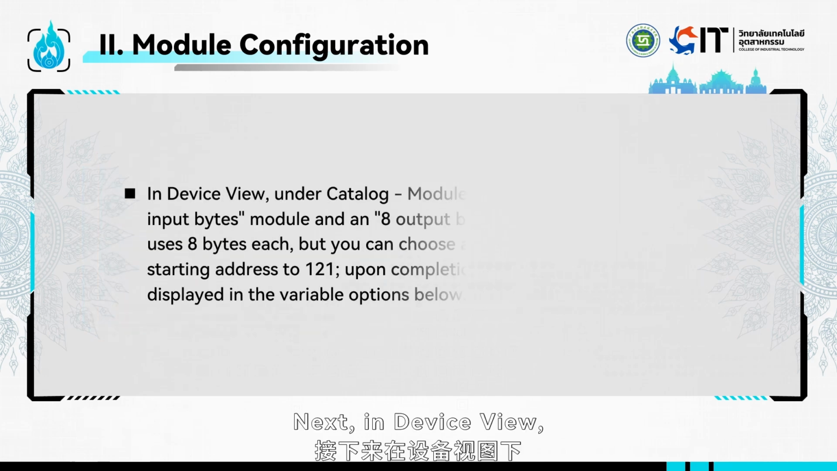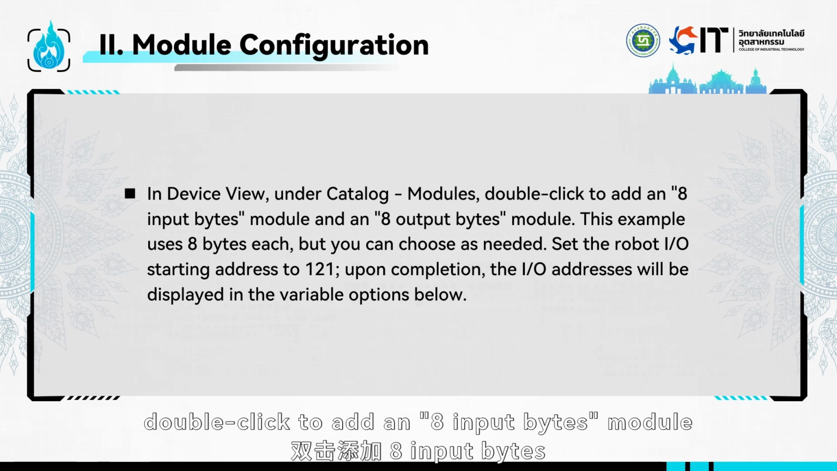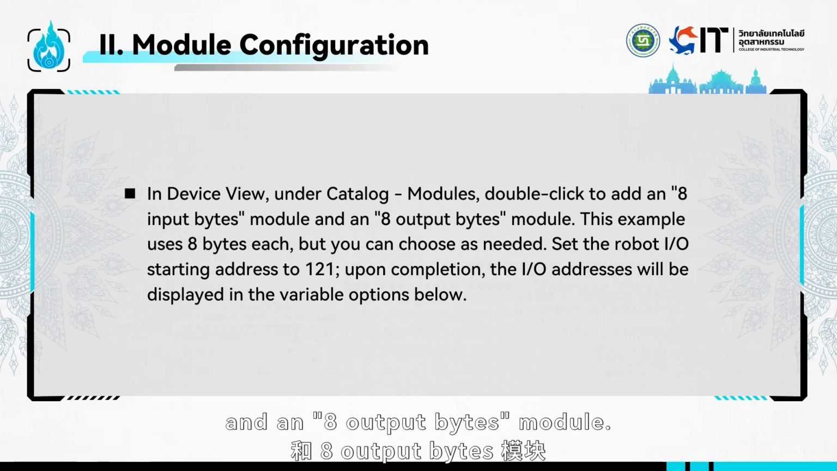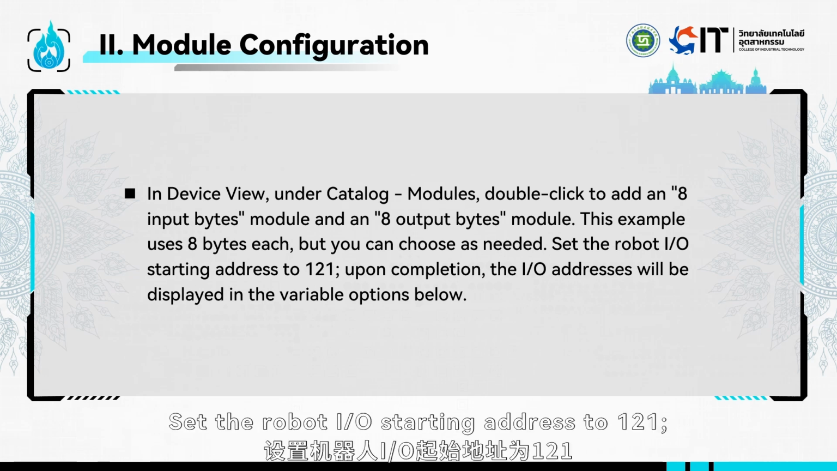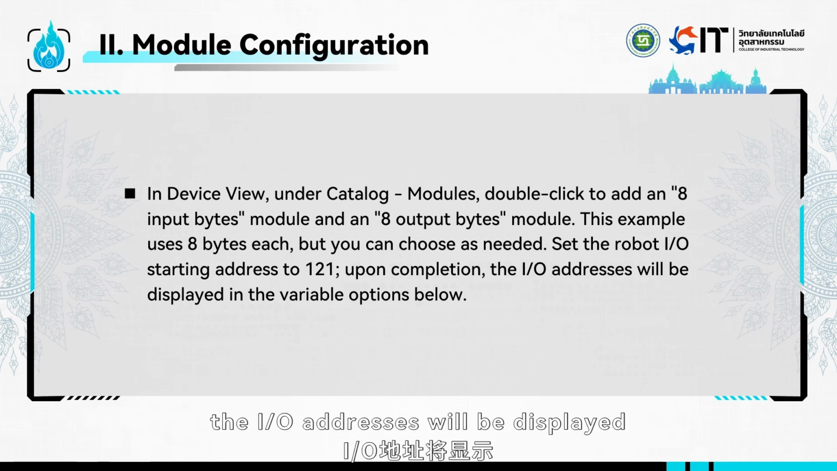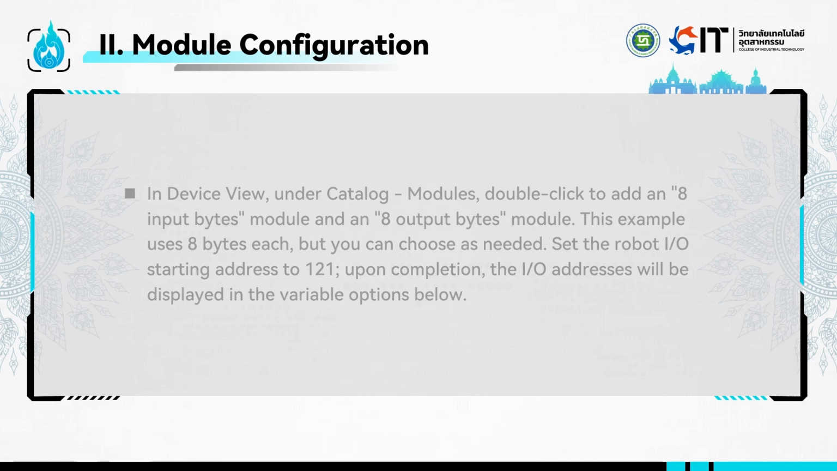Next, in device view, under catalog, modules, double-click to add an 8 input bytes module and an 8 output bytes module. This example uses 8 bytes each, but you can choose as needed. Set the robot I/O starting address to 121. Upon completion, the I/O addresses will be displayed in the variable options below.